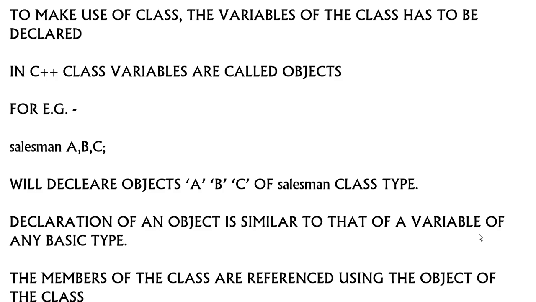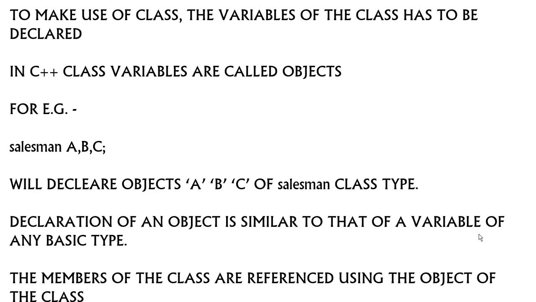Now see, in order to use classes you have to define the variables of the class so that the class can be used at full potential. So whenever you have to use classes, the objects or the variables of the classes are helpful for accessing the members of the class. Now in C++, class variables are called objects.